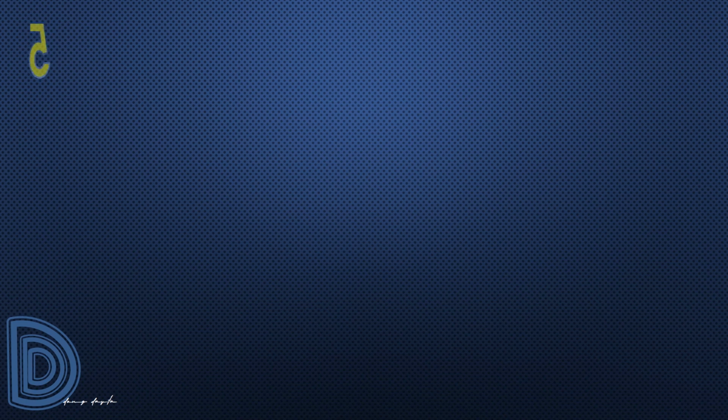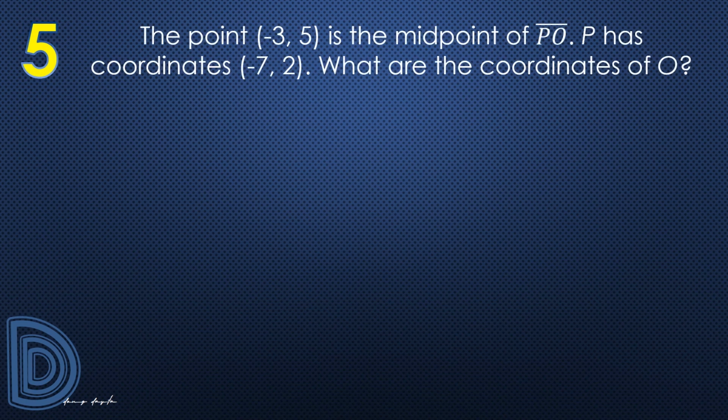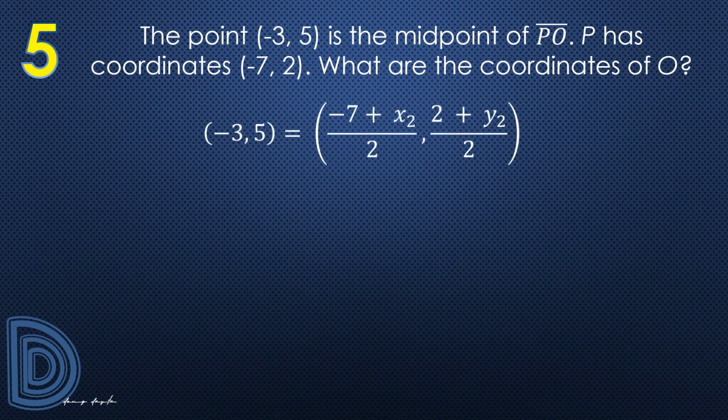Question number 5. The point negative 3, 5 is the midpoint of segment PQ. So if that is the midpoint, we have the formula for midpoint as x sub 1 plus x sub 2 over 2, comma, y sub 1 plus y sub 2 over 2. Substituting, or getting the equation to get x sub 2 and y sub 2, negative 3 is the x coordinate of the midpoint, so that is negative 7 plus x sub 2 over 2.